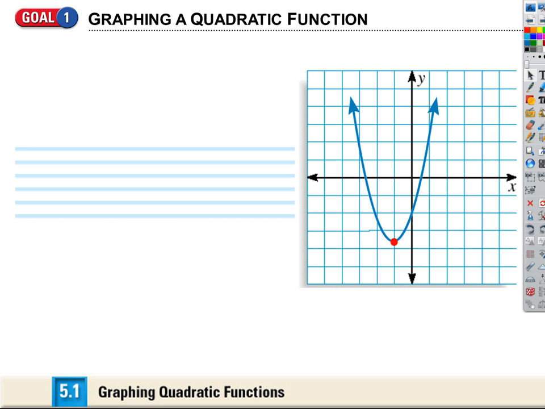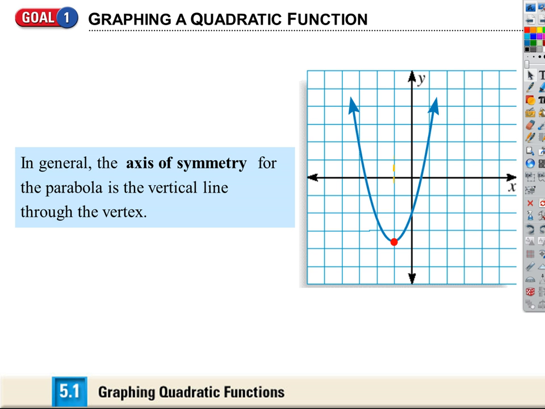Notice that it has symmetry. Symmetry is a big deal in math. We always want to try to exploit symmetry when we can because it makes the math much easier. So in this case, if I draw a vertical line right through the vertex, wouldn't you agree that, let's say I printed this on paper, if I folded the paper along that line, the two halves of the parabola would fold onto each other perfectly, right? So it has line symmetry or reflective symmetry. Okay, that's important.